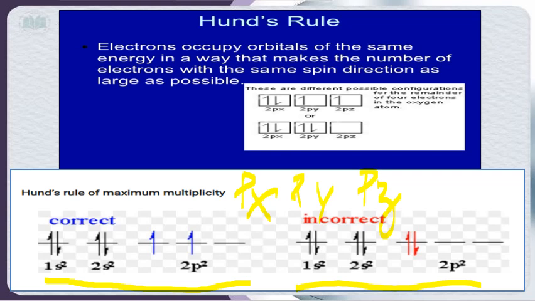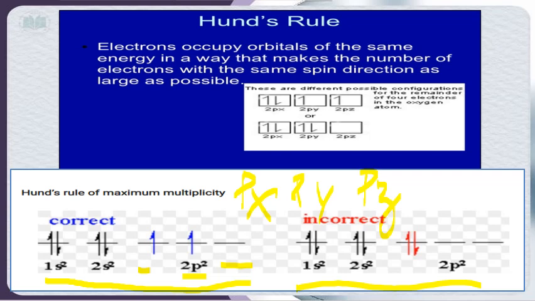2s is also completely filled. 2s2 is represented there. 2 electrons are present in it, and it is having the opposite spin. So they are correlating to the rules or principles we have done previously. Now here we have three orbitals for the 2p level, 2p subshell, and we have just two electrons to accommodate.